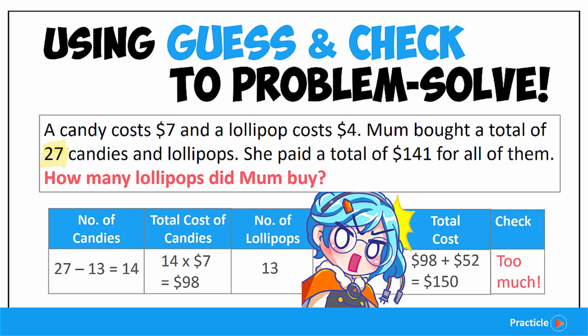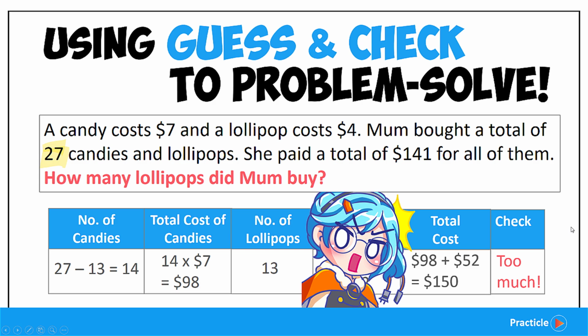So before we move on to make another guess, there's something that all smart primary 3 kids must do. And that is to compare our answer with what we want. Okay, so in this example, you need to compare $150 with $141 and see whether the amount of money that your mum paid needs to be more or less. Is $150 more or less than $141? If you said more, fantastic work. We are one step closer to our answer. So see this heading that reads check now? We are going to write too much to remind ourselves that we have more money than what we need.